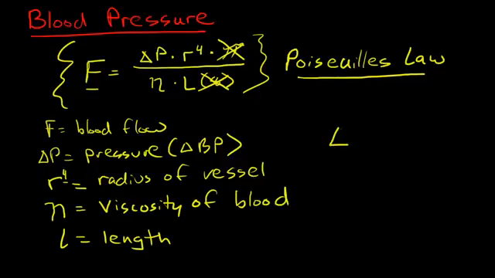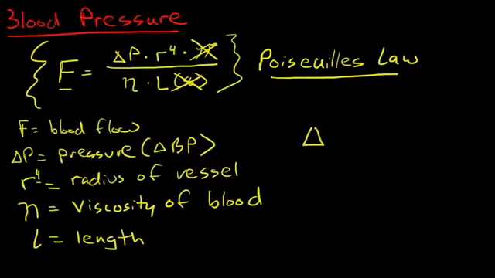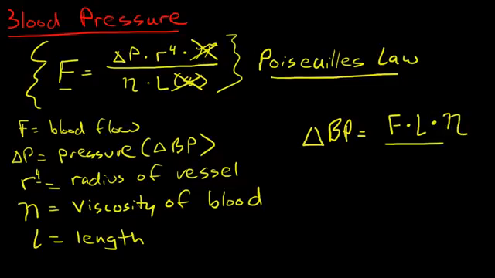But basically, once you do the algebra, what we have is change in blood pressure equals the flow times the length of the vessel times the viscosity, divided by the radius of the vessel to the fourth power. Okay? So why is that important?